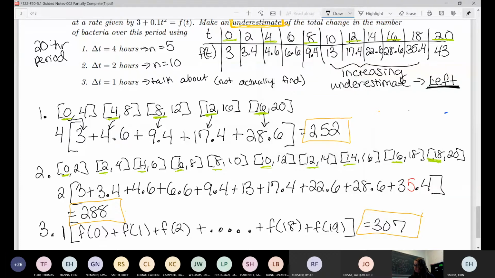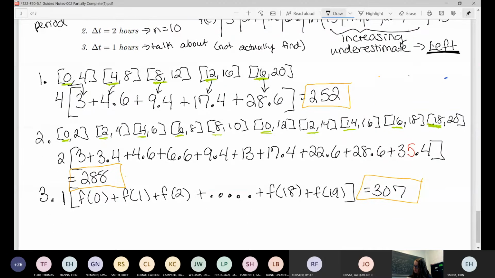Now, also, if you're curious what the actual full answer would be, so remember, we're trying to calculate area underneath of a function. If we were to find the actual area for this function, it would be, so the actual area, and we'll learn how to do this soon.